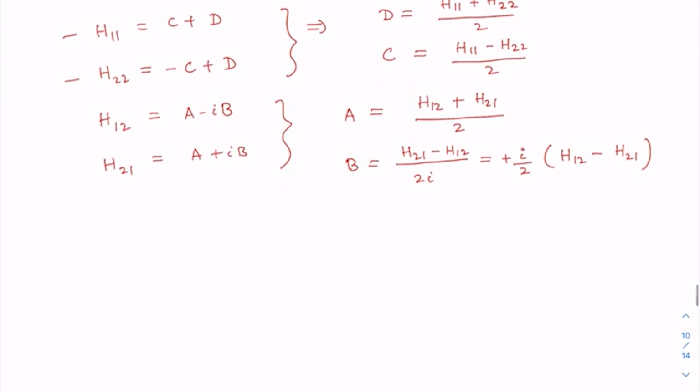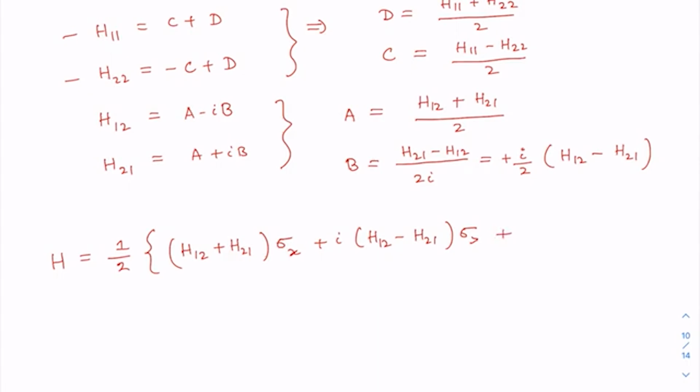Now if I put everything together, I will get H is equal to half of, if I take half out, H12 plus H21 sigma x plus i times H12 minus H21 sigma y, and I will have H11 minus H22 sigma z and H11 plus H22 sigma I. That's the identity matrix, or if you're not comfortable with sigma, you can simply write the identity matrix I. Okay, so this is the solution.